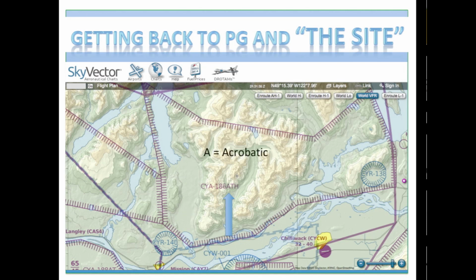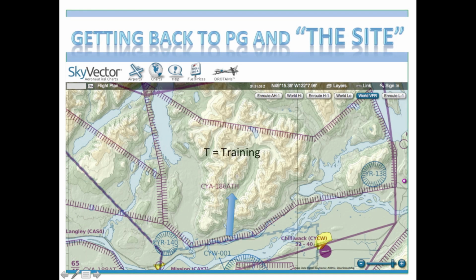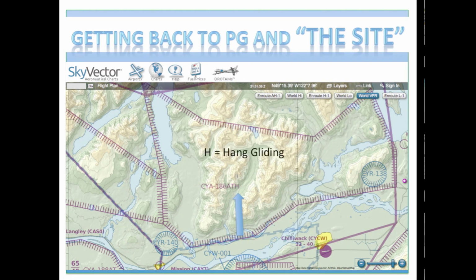Okay, getting back to the chart, we can see there's an A after that 186. That stands for acrobatic. The next letter we get to is a T. That lets other pilots that are flying through or over the area know that training is going on inside the CYA. And the last letter we get to is an H. In this case it stands for hang gliding, which also covers paragliding as well. And that is the designation in which we get to fly in continuously throughout all daylight hours.